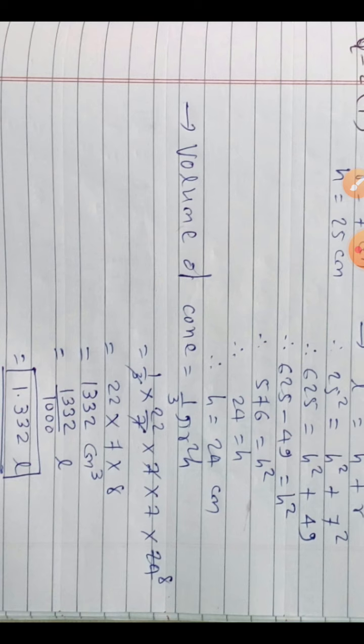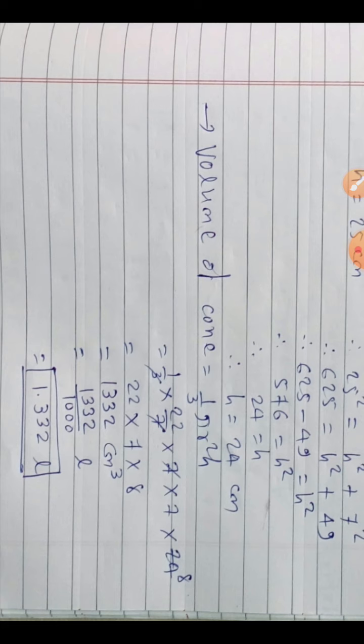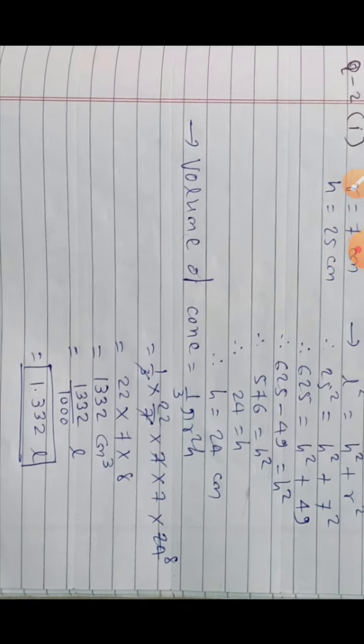We required capacity in liter. Capacity is nothing but a volume, one type of volume, but in unit liter. So the centimeter cube is divided by 1000. Why? 1 centimeter cube is equal to 1/1000 liter. So we have to divide that by 1000 only. So we got 1.332 liter. So this much liter of water can be stored, or it is the capacity of the given vessel.